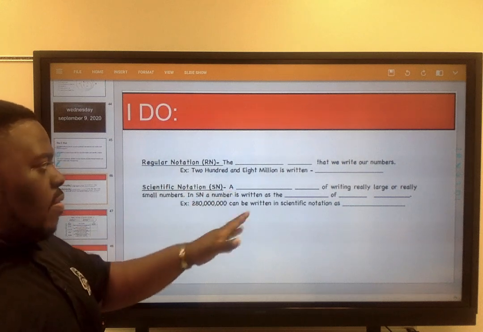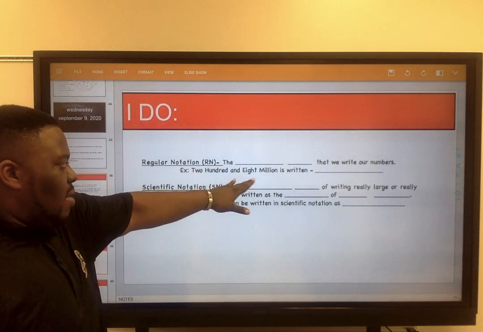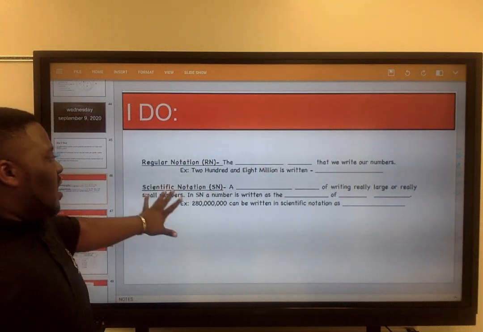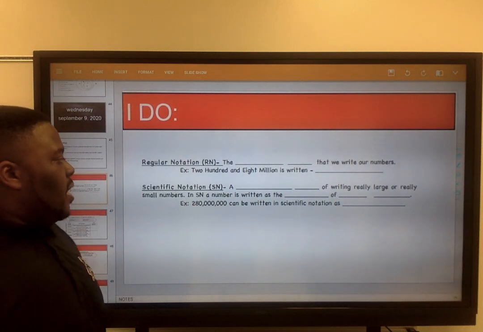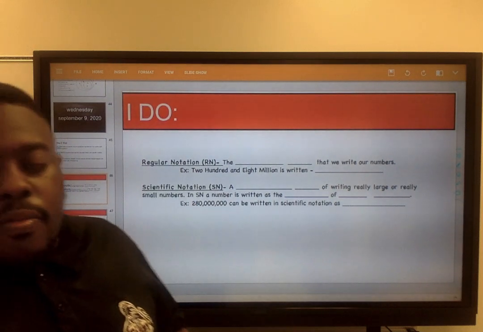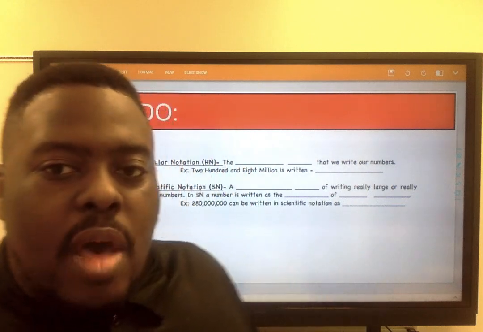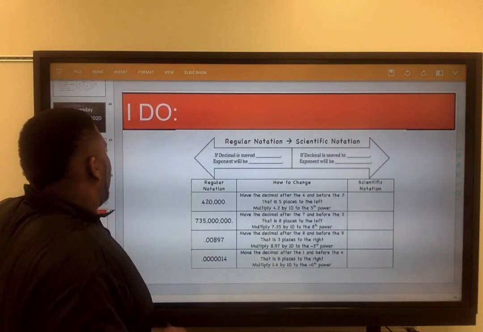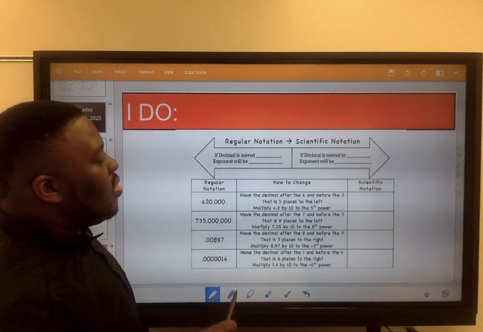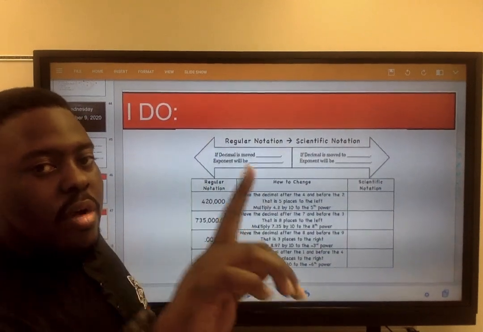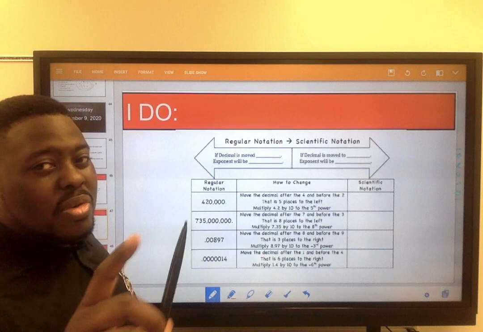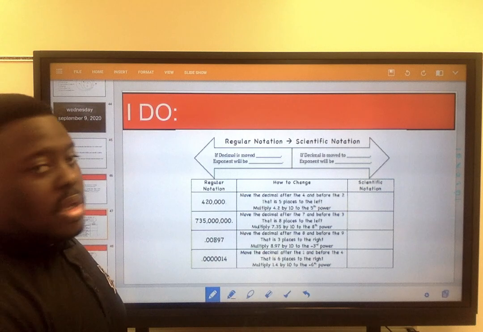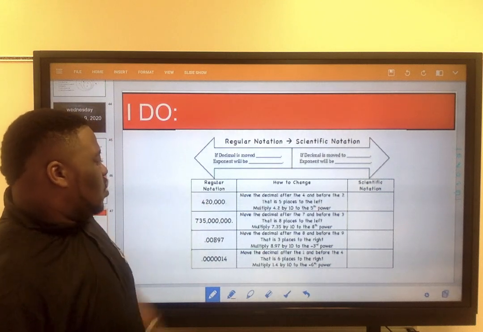Regular notation is just the way that we write our numbers. For example, 208 million is written 208 followed by zeros. Scientific notation is basically putting it in a scientific format times 10 to some kind of power. We're going to get into that. When we go from regular notation to scientific notation, we have to be careful and look at where the decimal is. Anytime we move a decimal, we have to understand where the decimal is at first. For example, we have 420,000.